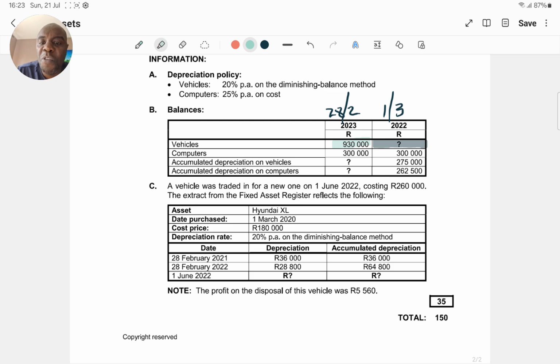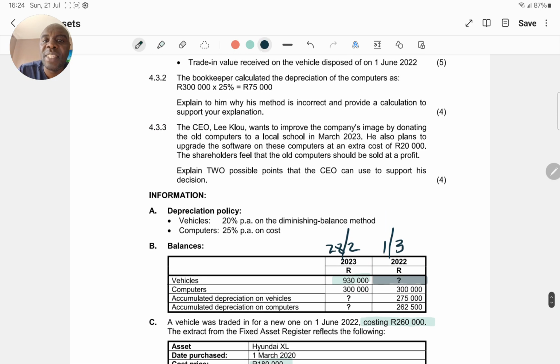Additional information C. A vehicle was traded in for a new one on the 1st of June 2022, costing 260,000. We also need this information. So the business got a new vehicle on the 1st of June 2022 for 260,000. They let go of an old vehicle, which is given in the fixed asset register. This vehicle was originally purchased on the 1st of March 2020 with a cost price of 180,000. So they let it go on the 1st of June 2022, and they got a new vehicle for 260,000. That is the information that we need. So where do we start from? Let's start answering the question.